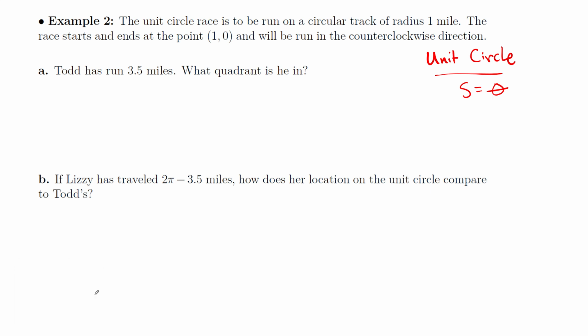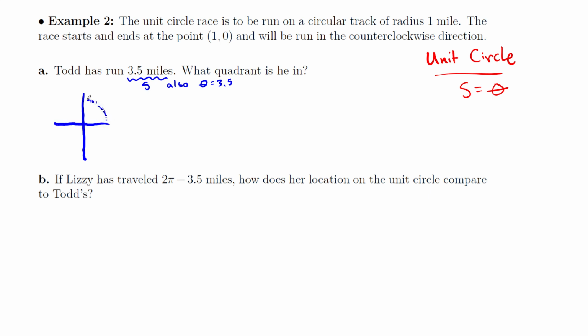All right, so coming back here, let's see what kind of progress we can make. All right, so arc length and angle are the same. The first question is, Todd has run 3.5 miles. What quadrant is he in? So first of all, we understand that 3.5 miles, that's an arc length, right? That's an S. But that also means that his theta is 3.5, right? Because we're on the unit circle and they're the same. So let's try to envision where this puts Todd at.